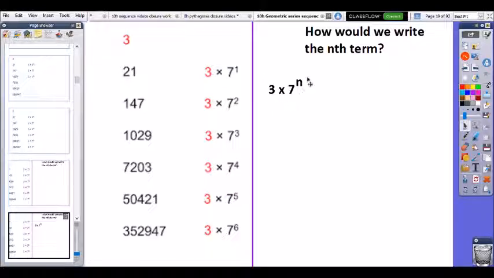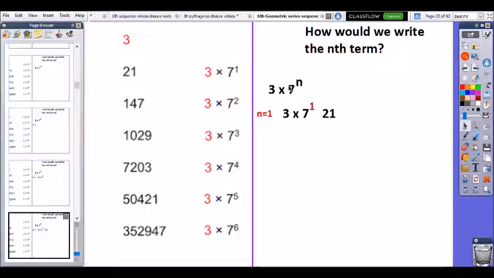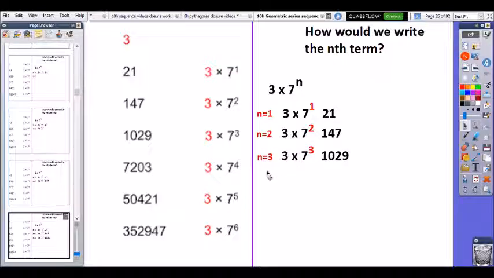What would the first term of this sequence be? To find the first term, I'm going to replace n with 1. So if n is 1, I would have 3 times 7 to the power of 1. So the first term of this sequence with this nth term would be 21, because 3 times 7 is 21. The second term would be 3 times 7 squared, so 3 times 49, which would give me 147. To find the third term, I would do 3 times 7 cubed to get 1029, and so on.